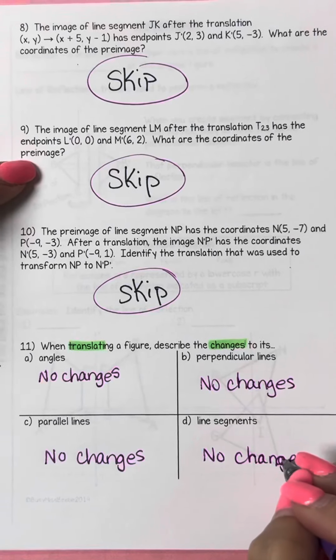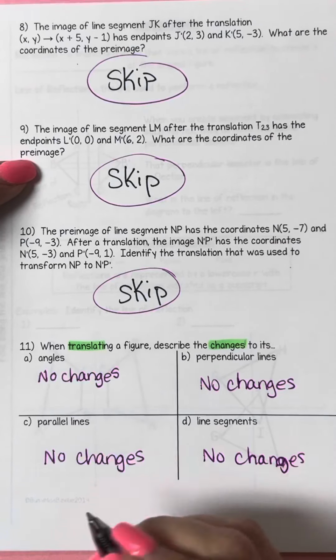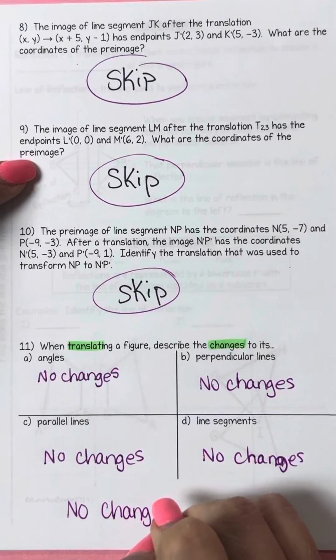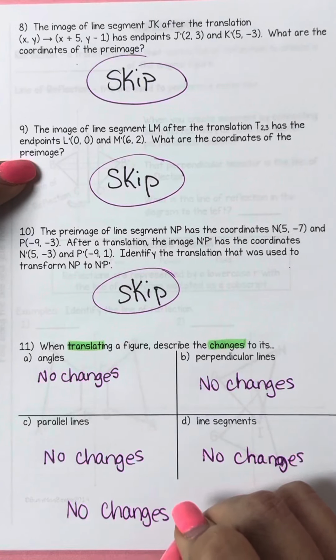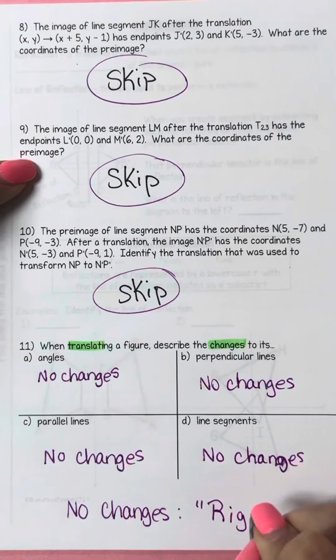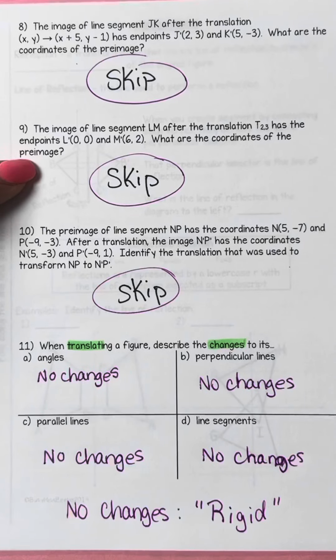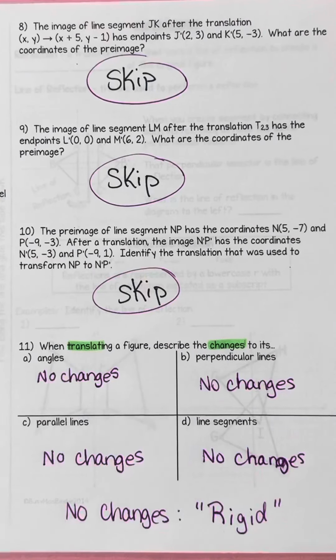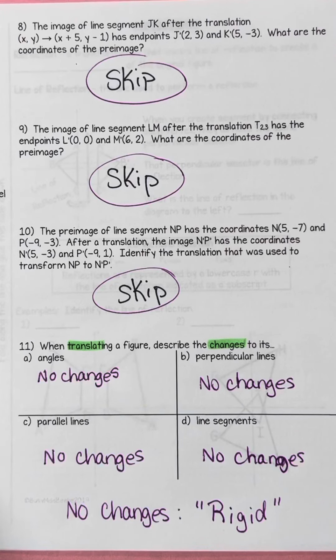All right, so no changes. So if you want to remember that, the word that we use to mean no changes is called rigid. Rigid. Okay, that means it stays the same size, it just moves around. And that's all for that.